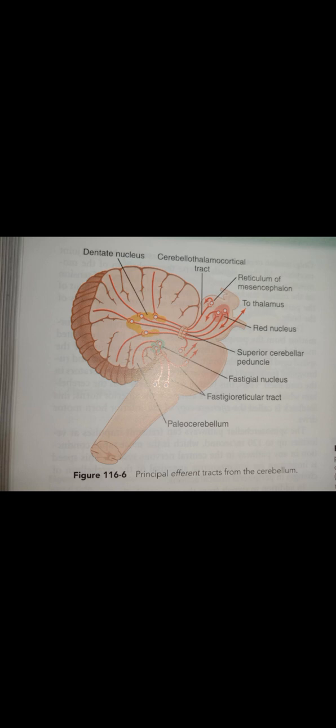So this figure shows the principal efferent tracts from the cerebellum: the dentate nucleus, the cerebellothalamocortical tract, then the reticulum of the mesencephalon, some regions to the thalamus, the red nucleus, the superior cerebellar peduncle, then the fastigial nucleus, the fastigioreticular tract, and the paleocerebellum.